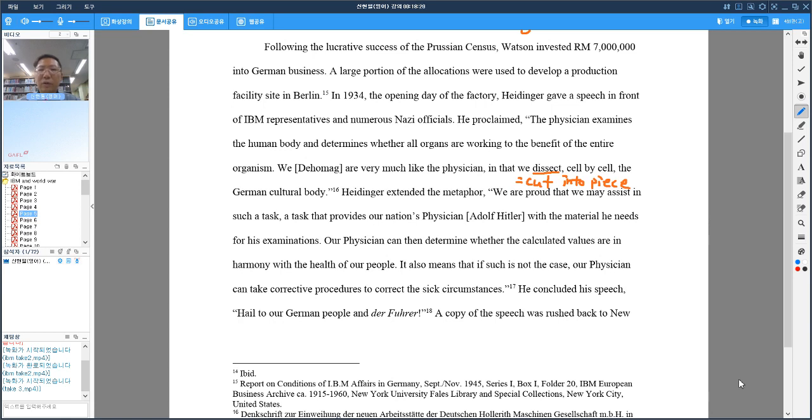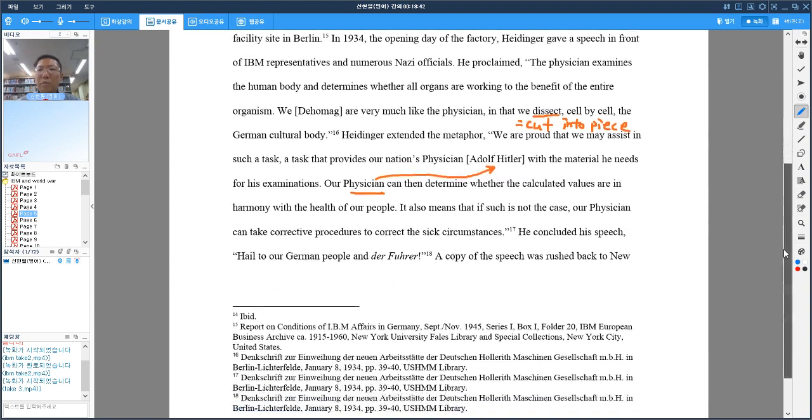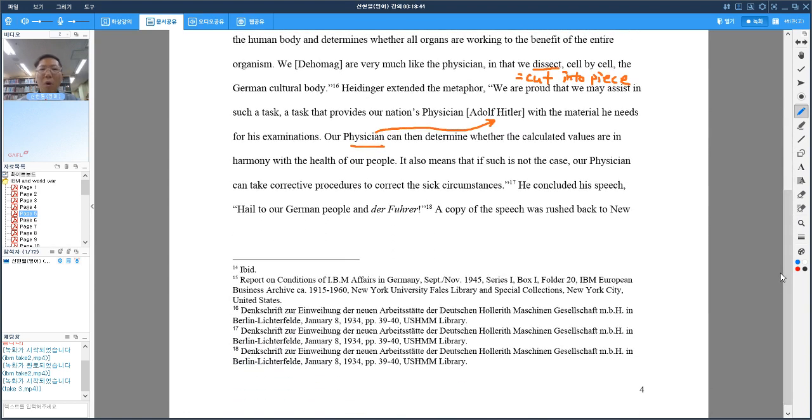Again, our physician refers to Hitler. Hitler can determine or evaluate whether a certain part of German society is in harmony with the entire society or not. And it also means that if such is not the case, our physician can take corrective procedures to correct the sick circumstances. If there is something wrong, if there is a sick part, this is another metaphor, right?